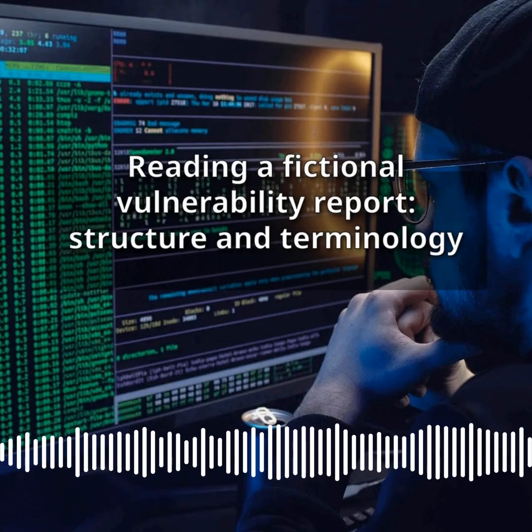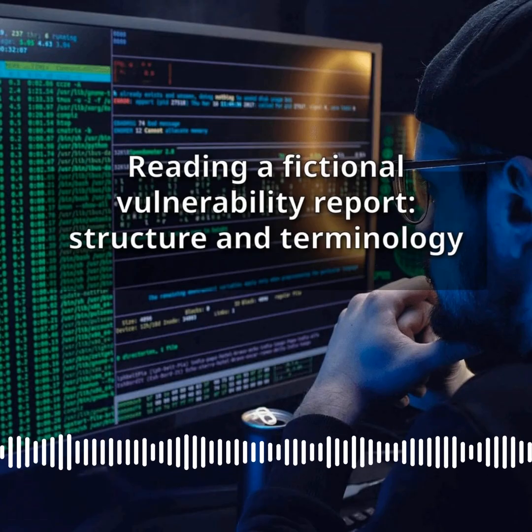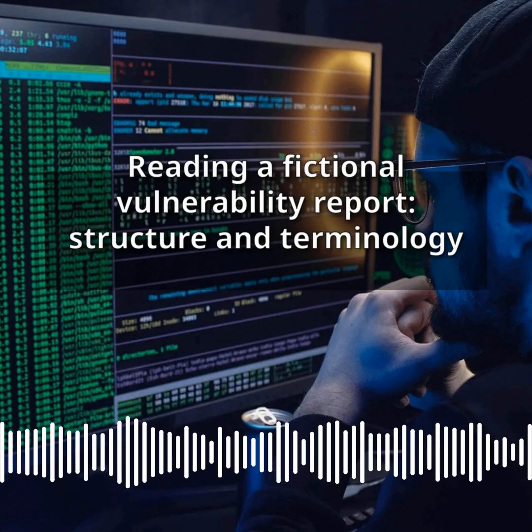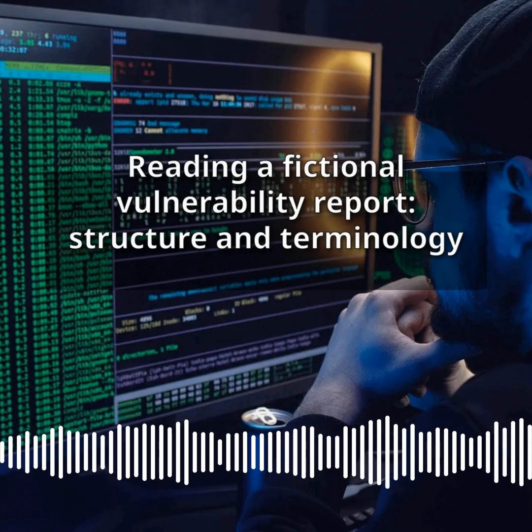The overall structure of a vulnerability report. A standard vulnerability report is divided into several distinct parts. Each part serves a specific purpose. Here is a walkthrough of those parts using a fictional report on a web application called ShopEasy, a fictional e-commerce platform. 1. Cover page and metadata.